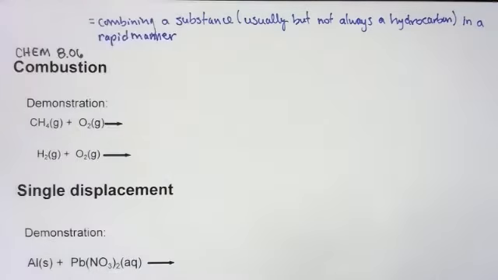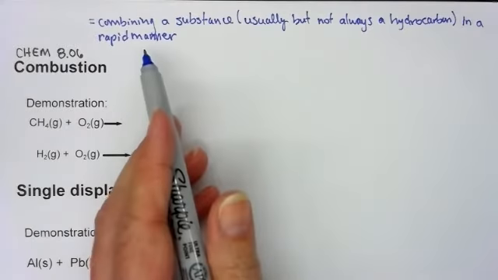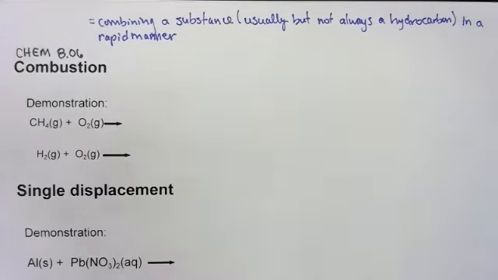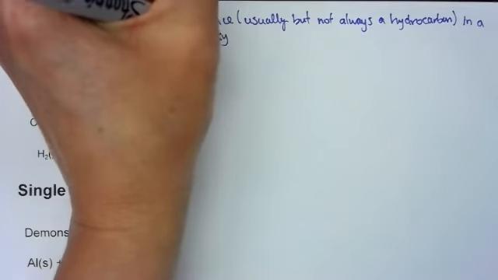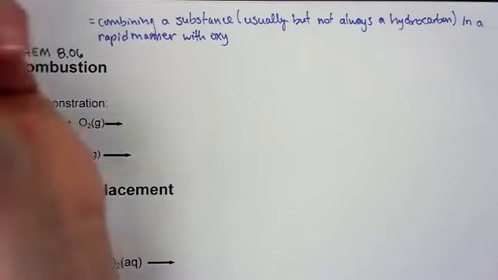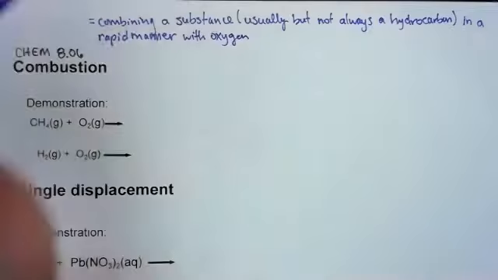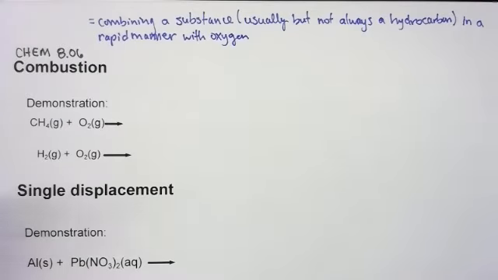If it happens slowly, like rusting, that's combining with oxygen too. I forgot the "with oxygen." Combining a substance, usually but not always a hydrocarbon, with oxygen in a rapid manner. So if we combine with oxygen slowly, we call that oxidation. When it happens quickly, we call that combustion.